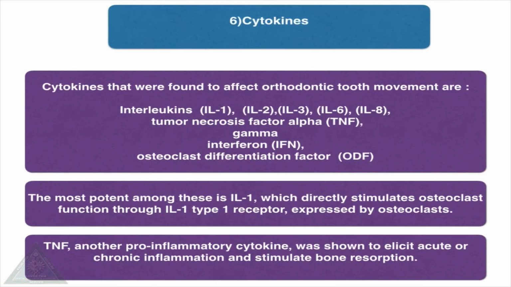Cytokines. Cytokines that were found to affect orthodontic tooth movement are interleukins, interleukin 1, 2, 3, 5 and 8, tumor necrosis factor alpha, gamma interferon, osteoclast differentiation factors. The most potent among these is the interleukin 1, which directly stimulates osteoclast function through interleukin 1 type 1 receptor expressed by osteoclasts. Tumor necrosis factor, another pro-inflammatory cytokine, was shown to elicit acute or chronic inflammation and stimulate bone resorption.